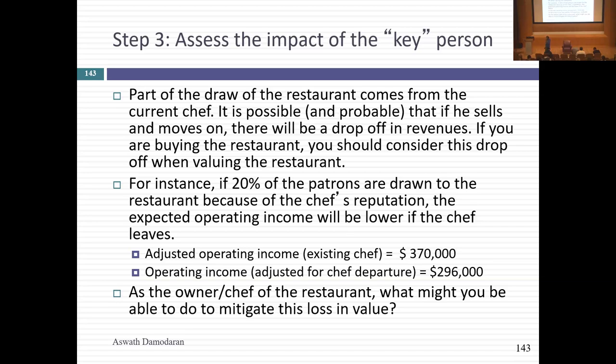So I've got a discount rate. I start with the operating income. I've adjusted it for the loss of a key person. And again, as a chef, you might try to figure out ways to reduce this loss because it shows up as a lower value for you. And you might stay on for a year or two, maybe have some kind of adjustment process where the loss is lower. But if you don't do that, there's going to be a 20% loss.